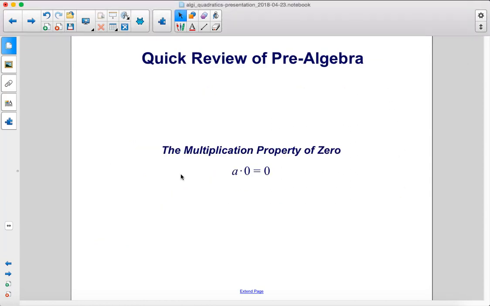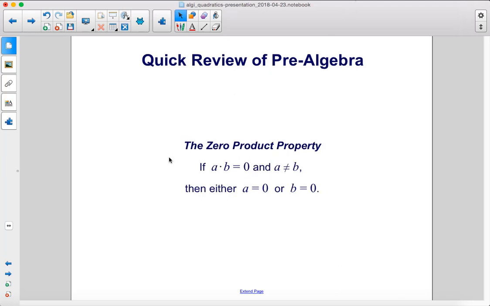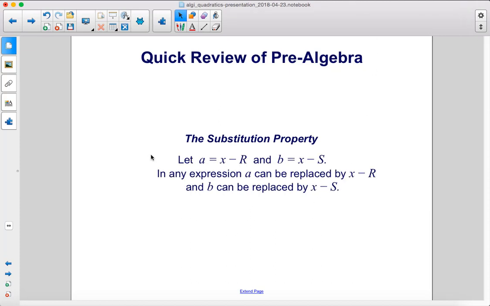The multiplication property of 0 states that a times 0 equals 0. The zero product property states that if a times b equals 0 and a does not equal b, then either a equals 0 or b equals 0. The substitution property: let a equal x minus r and b equal x minus s. In any expression, a can be replaced by x minus r and b can be replaced by x minus s.